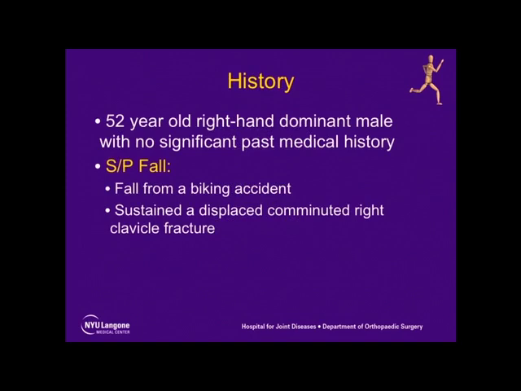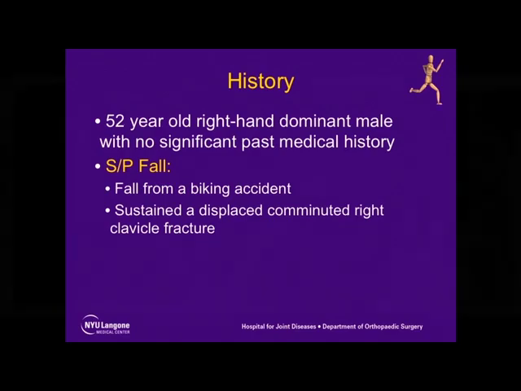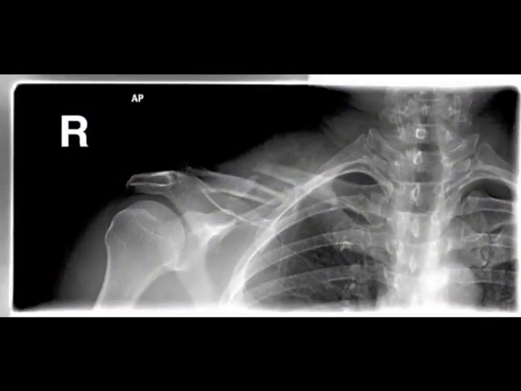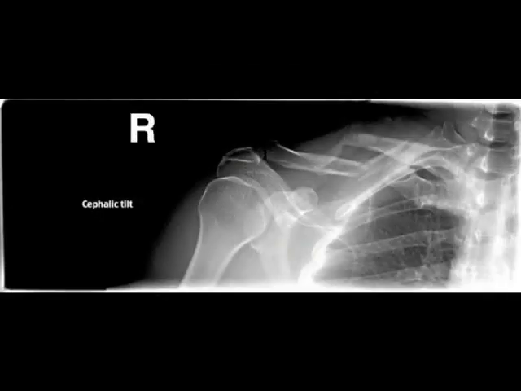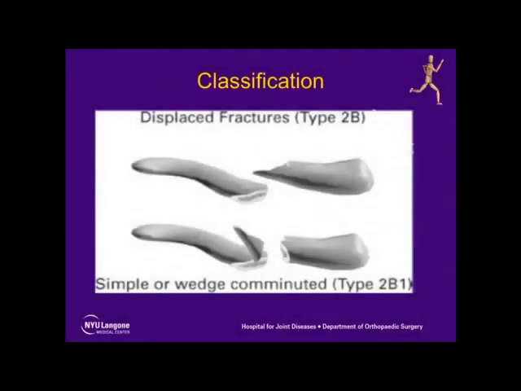This is a 52-year-old right-hand dominant male who injured his right shoulder following a bicycle accident. X-rays, including an AP and cephalic tilt view of the right clavicle, demonstrate a comminuted displaced mid-shaft clavicle fracture with more than 100% displacement and shortening. According to the system of Robinson et al., this fracture is classified as a type 2B1.